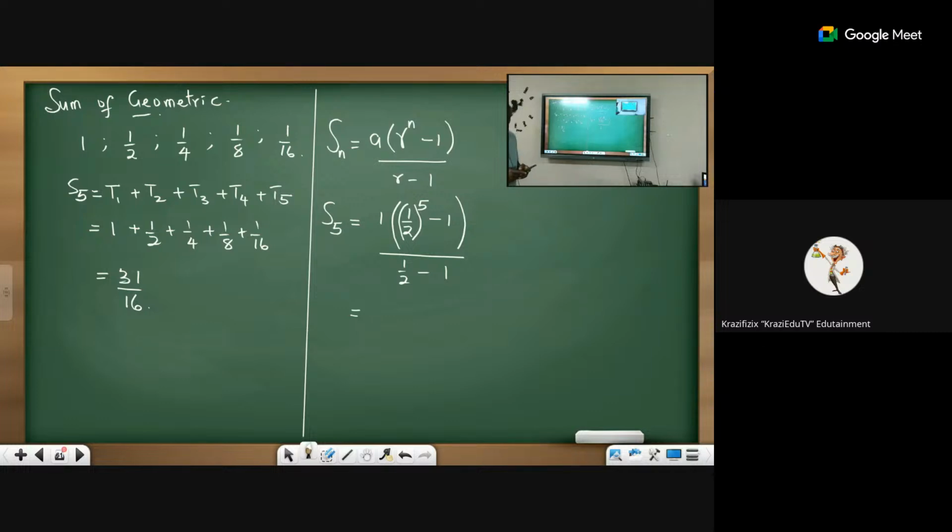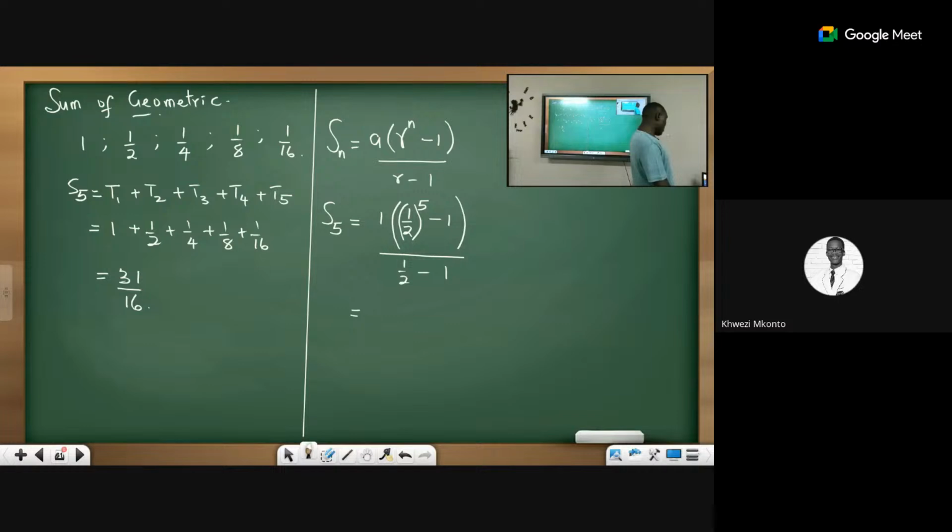1 minus... You got it? Let me know if you got it, just to see that formula. Did we? Whose hand is up? Yes?